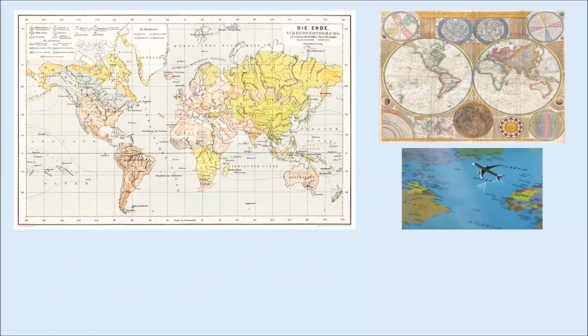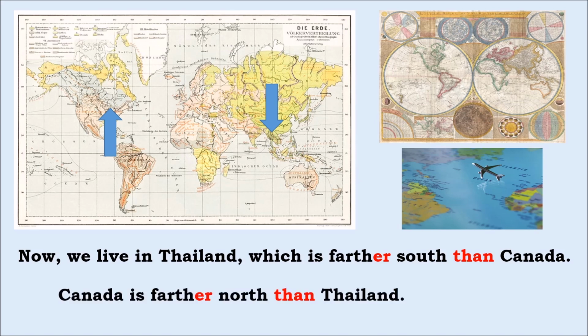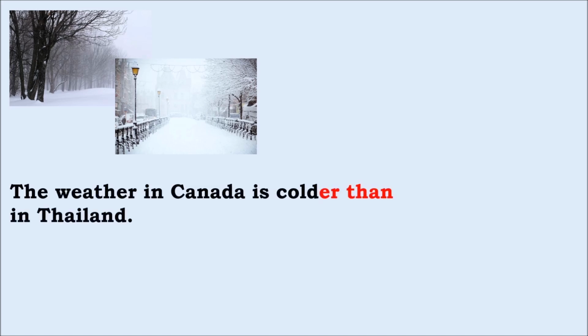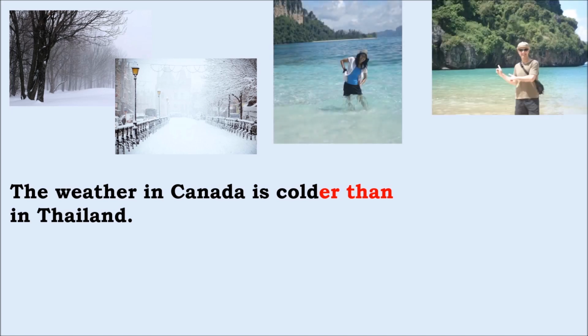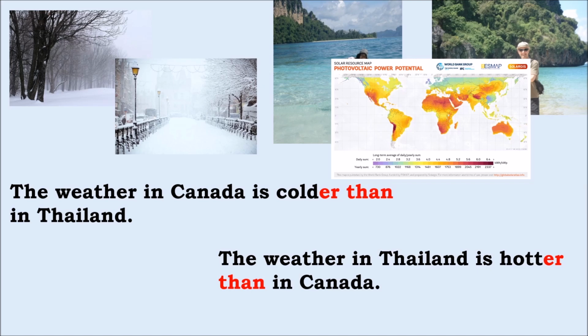So where is Thailand? Thailand is here. Now, we live in Thailand, which is farther south than Canada. So, where is Canada? Aha! Canada is right up here. Canada is farther north than Thailand. Because it's farther north than Thailand, the weather in Canada is colder than in Thailand. And because Thailand is farther south than Canada, the weather in Thailand is hotter than in Canada.